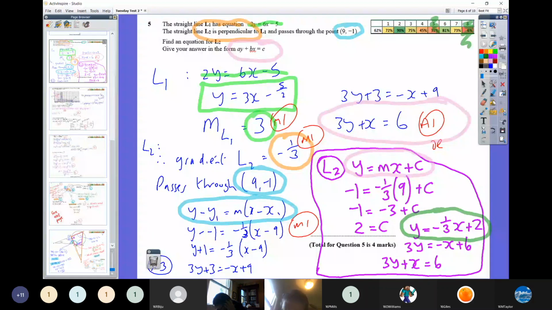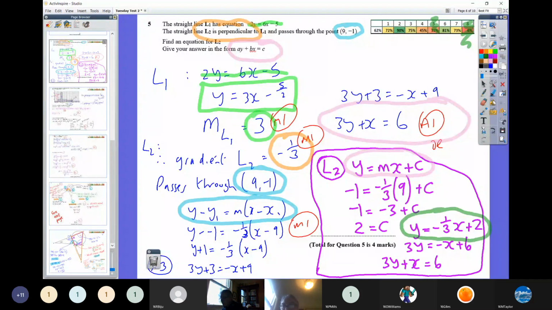Okay, so just going over the key points again. To work out the initial gradient, it had to be a single amount of y's, y equals mx plus c. That gave you the gradient of L1. Flip it over, change the sign to get the gradient of L2, and then substitute it into either the y minus y1 formula or the y equals mx plus c formula to work out the answer. But read the question. Exam technique. In the question, as you read it in the exam, make sure you go and circle ay plus bx equals c, so you don't make that mistake.